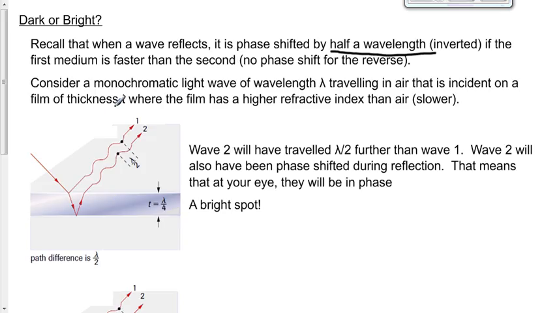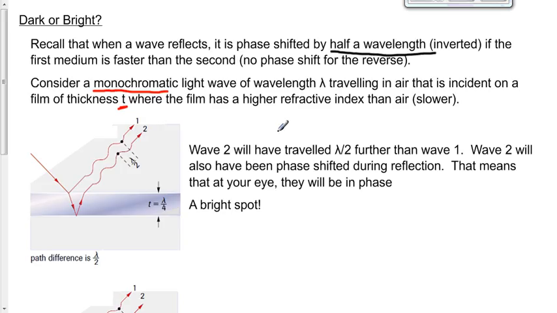Let's consider for the time being something easy, monochromatic. I don't think I've used this word yet, monochromatic. The word makes sense: mono means one, chromatic or chromo has to do with color, so one color. So one color of light with a wavelength lambda is traveling in air and is incident on this film of thickness T. We're going to say it has a higher refractive index than air. That means light is slower in this film than it is in air.